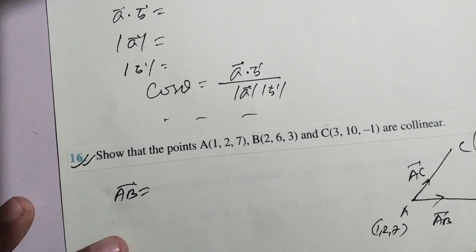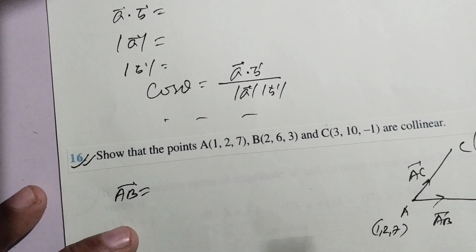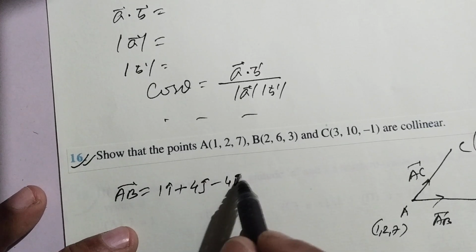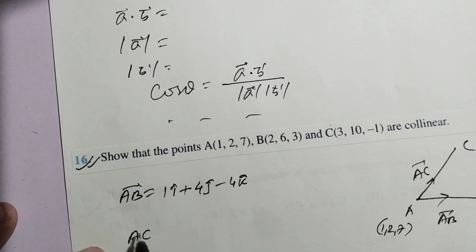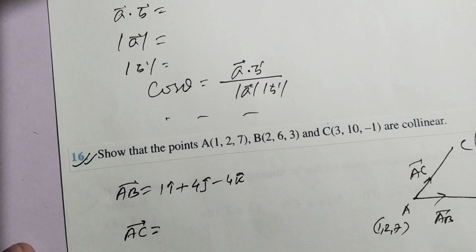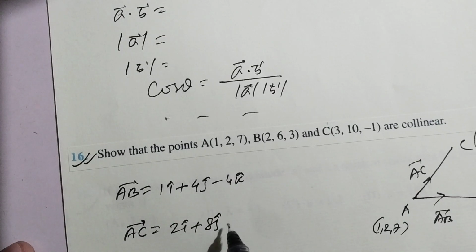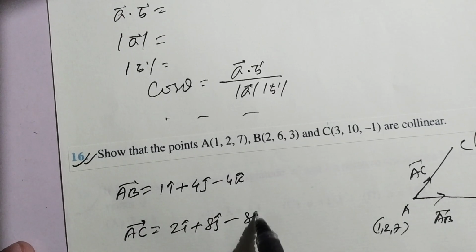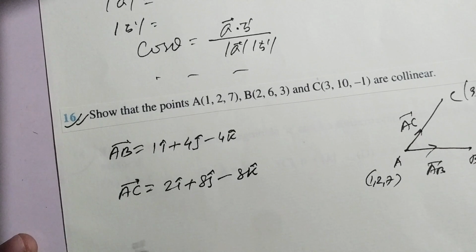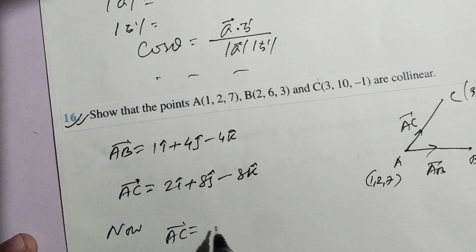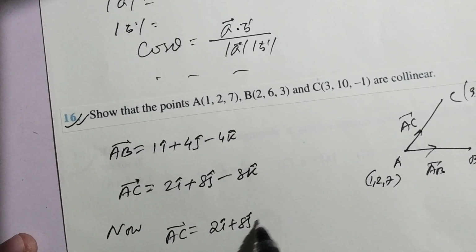Now AB will be second minus first. I'll do a shortcut. 2 minus 1 is 1i, then 6 minus 2 is 4j, 3 minus 7 is minus 4k. Then the same way I'll find out AC. AC is again second minus first. 3 minus 1 is 2i, 10 minus 2 is 8j, minus 1 minus 7 is minus 8k. So here you see now, AC vector is 2i, 8j, minus 8k.